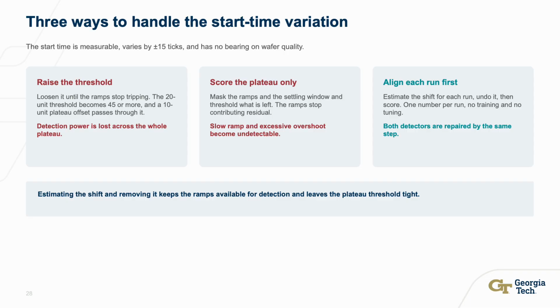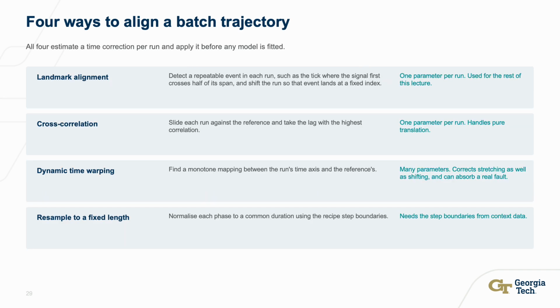There is a general lesson here that outlives this example. When an unsupervised method finds something enormous and unhelpful, look at the representation you handed it before you go shopping for a bigger model. Alignment on batch trajectory is a well-developed topic. 4 approaches in rough order of how much freedom they give themselves. Landmark alignment. Find a repeatable event in each run, such as the tick where the signal first crosses half of its span, and shift the run so that the event lands at a fixed index.